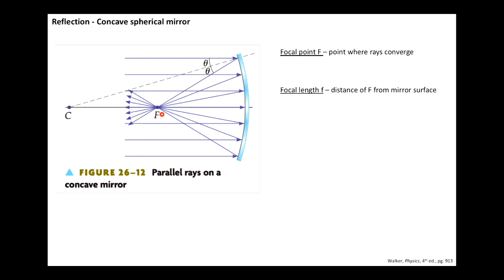Meaning that if I were to put, say, a little piece of paper at this point, these light rays would bounce off the mirror from something that's way off to the left and come to focus at this point. I would see an actual image of that distant object on the piece of paper there. Okay? Real light rays would hit the piece of paper and form an image.